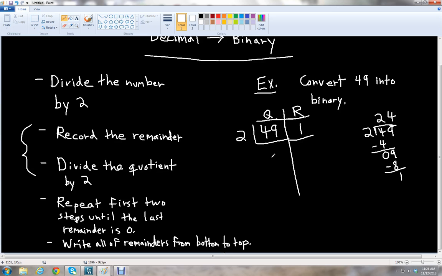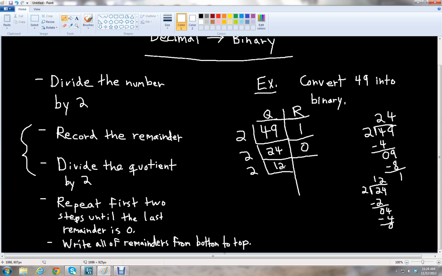And then we write down our quotient, which is going to be 24. And then we divide 2 into 24, which I believe goes evenly because 24 is an even number. So 1, 2, 4. 2 goes into 4 twice, so it looks like 12 times, right? And so we have a 0 remainder, and then we write down 12 for our next value.